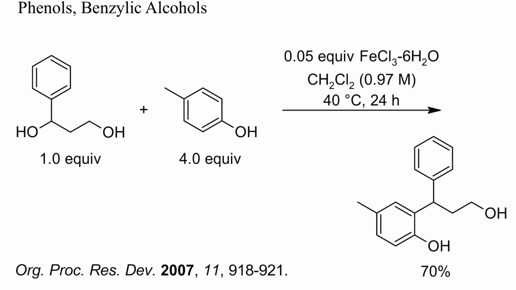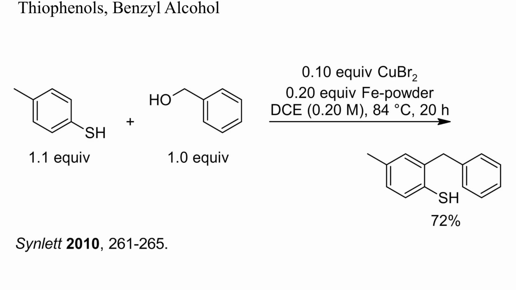In this example, a larger excess of cresol was used to prevent its twofold alkylation. The reaction was catalyzed with 5% of iron trichloride. Here, a mixture of copper bromide and metallic iron catalyzed the benzylation of thiocresol with benzyl alcohol. Interestingly, the thiol was not alkylated.